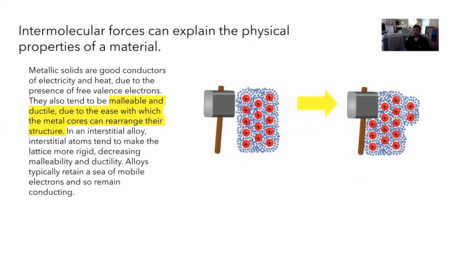And then ductile, that is stretching it into wire. So in wire, if we were to think of that, I don't have an image of it, but all of the nuclei would kind of be lined up in a row. That would be it stretched out. But the electrons are free. They could still move about it.